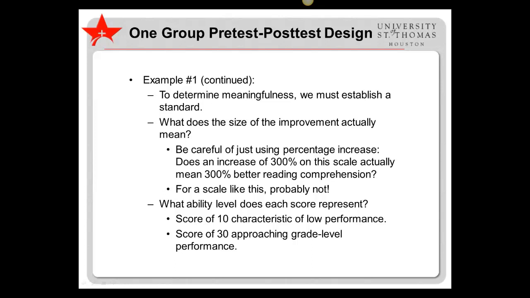Suppose the scale instructions indicated that a score of 10 is characteristic of low performance, while a score of 30 represents approaching grade level performance. In this case, the improvement would be meaningful. The group would have moved, on average, from low reading performance to approaching grade level performance.